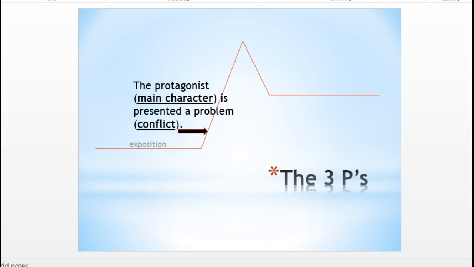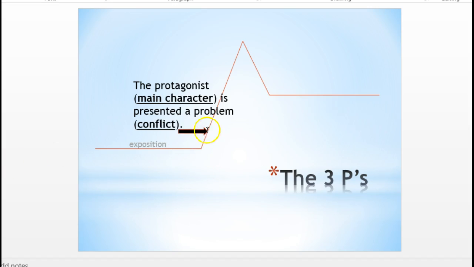Right away, once it's been established who the protagonist is within a character, we have to have conflict. Without conflict, we have no story. We'll be talking throughout this lesson also about the types of conflict that you can choose to introduce to your main character. But we're not going to get into that at this point. But you have to have some sort of conflict introduced for the main character. I call this the 3 Ps. The protagonist is presented a problem, and it's just an easy way to remember.